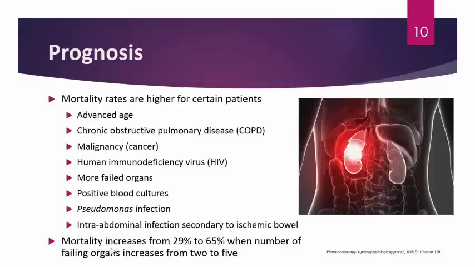And this little fun fact here is that mortality actually increases from about 29% to 65% when the number of failed organs in sepsis increases from 2 to 5. So the more failed organs that you have, the worse off that you may be. If you have a positive blood culture as a result of your infection or a Pseudomonas infection, you're at a higher risk of mortality, as well as patients who have intra-abdominal infections secondary to ischemic bowel.